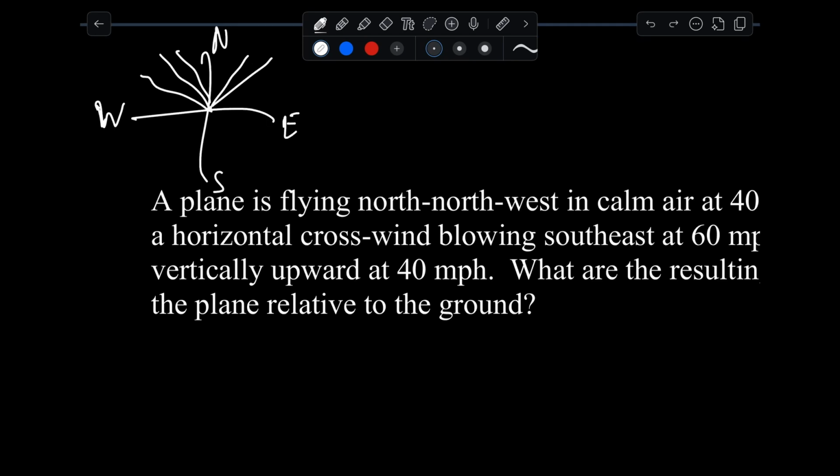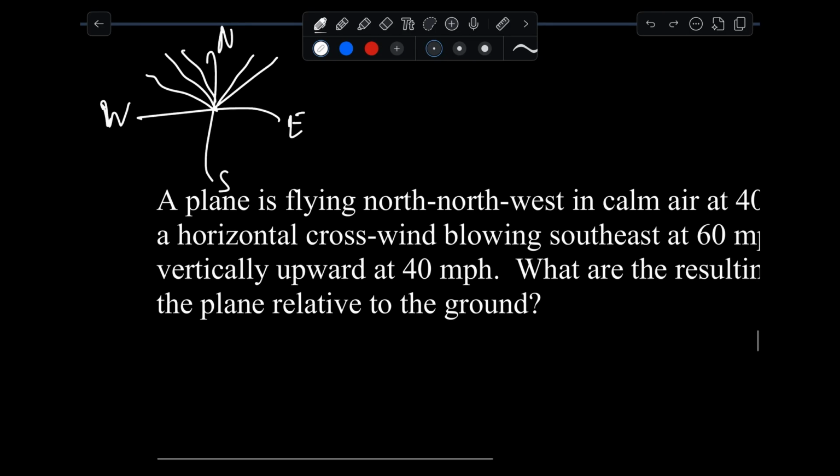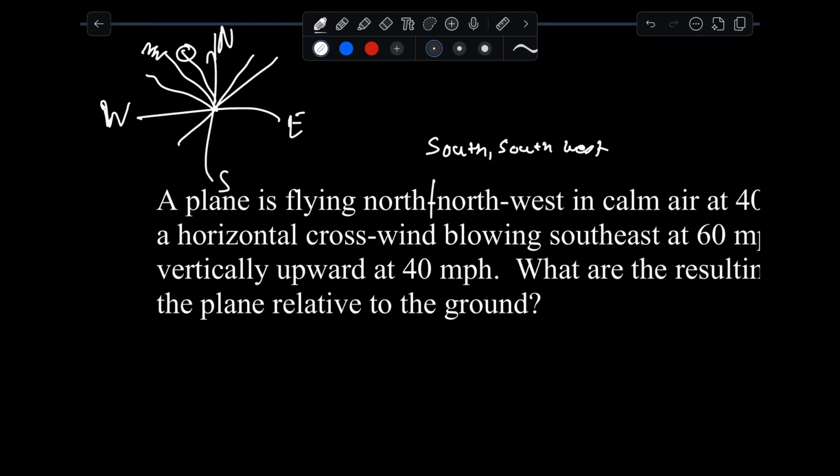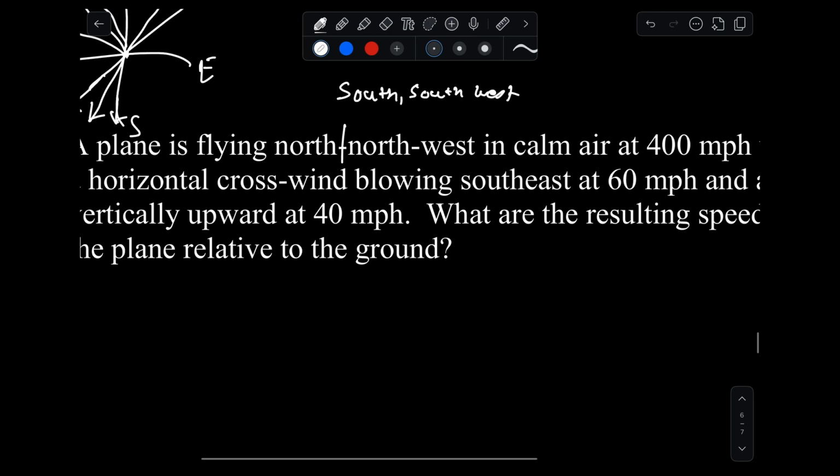The way you're going to be reading this is halfway between north and northwest. So northwest is like right here, and north is like right here. North-northwest is going to be right here. For example, if I were to say south-southwest, southwest is like this, south is like this, something in between is like that. Does that make sense?